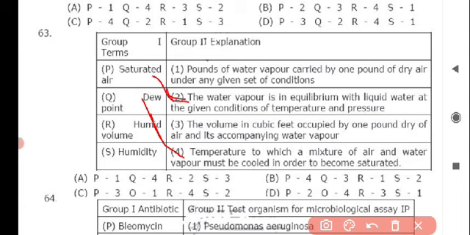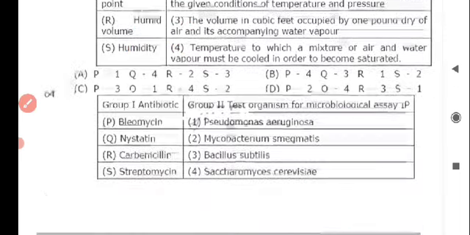For the third option, that is humid volume, the correct answer is option number 3, that is the volume in cubic feet occupied by 1 pound dry of air and its accompanying water vapor. And for the last, humidity, the correct answer is option number 1, pounds of water vapor carried by 1 pound of dry air under any given set of conditions. Now the next question.